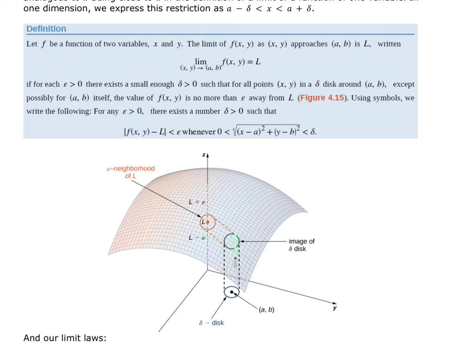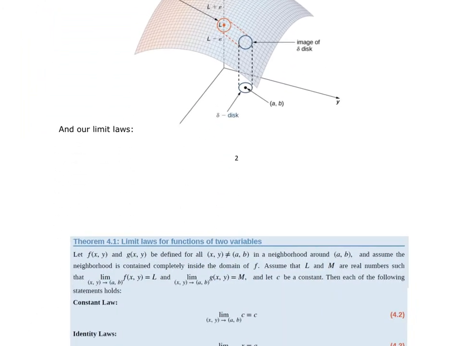Okay. So if we take a look at what this looks like in 3 space, here's our disk. We get an L that is within the neighborhood of L plus epsilon and L minus epsilon, and here's the disk. That means our point a b must be within this disk. Our delta is the radius of our disk centered at a b. Now, again, it doesn't necessarily have to be defined there.